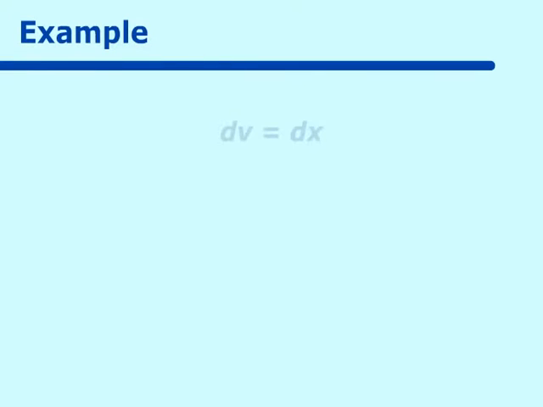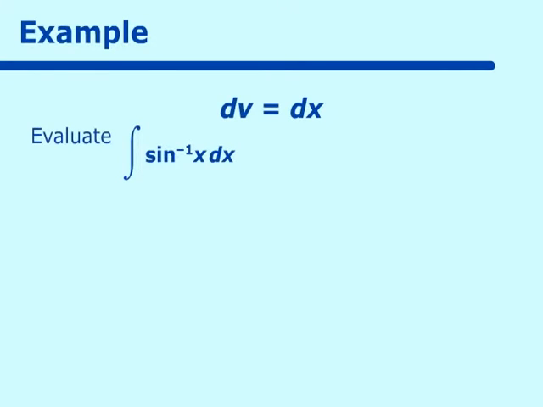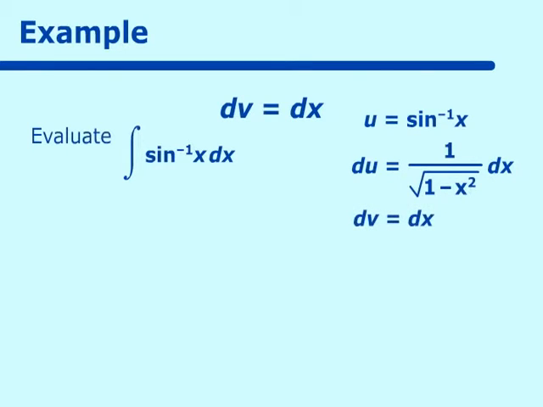This is where we have dv equal to dx. So evaluate the integral of arc sine x dx. The only choice we have for u is the arc sine of x. That makes du equal to 1 over the square root of 1 minus x squared dx. That makes dv equal to dx, and v is equal to x. Again, we were forced to take u to be our arc sine. Let's see how this works.